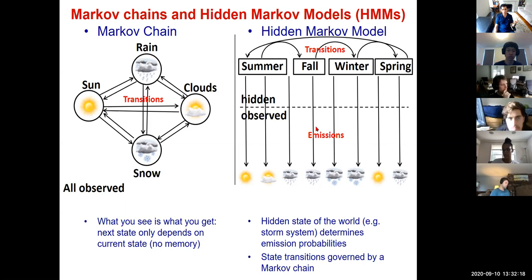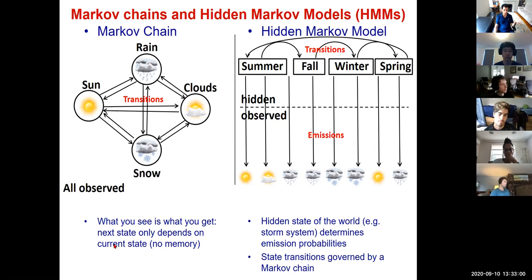The difference between a hidden Markov model and a Markov chain is that the Markov chain only has that chain, and in the hidden Markov model, that chain is coupled with a set of emission probabilities where we can decouple the hidden state of the world where the transitions are actually happening from the set of observations where the data is actually gathered. So the hidden state of the world determines the emission probabilities. For example, if there's a storm system above you, and the state transitions are governed by a Markov chain. And here there's a disconnection between the hidden state of the world, the state that you're in currently, and the observations.